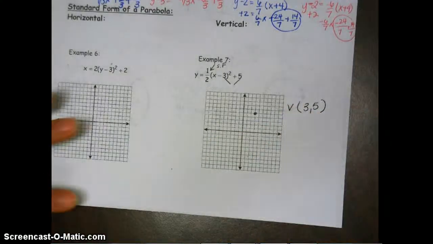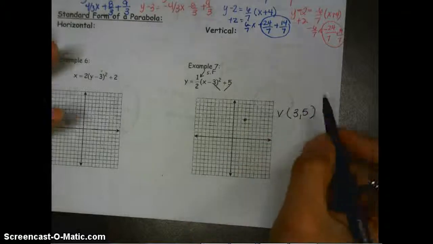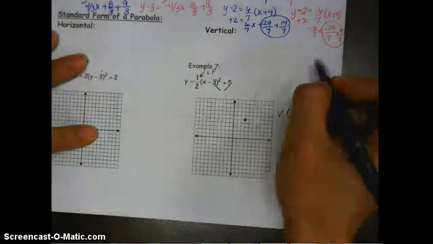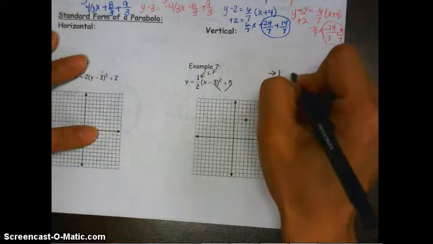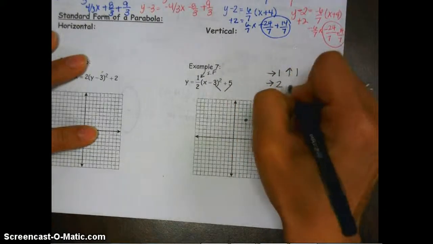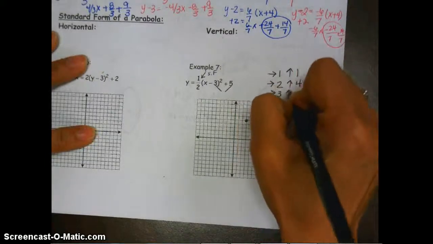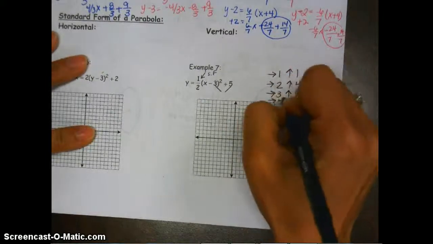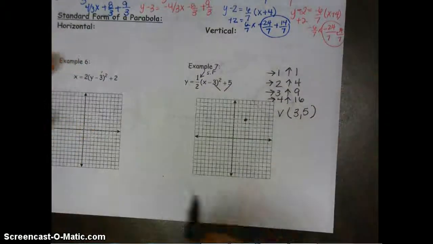Alright, and then from there what we need to do is talk about how we move from the vertex to get our other points. Since this is based on the parent function x squared, that means from the vertex we move over 1, up 1. From the vertex we move over 2, up 4. Over 3 from the vertex, up 9. Over 4 from the vertex, up 16. And notice how all of these are perfect squared numbers.